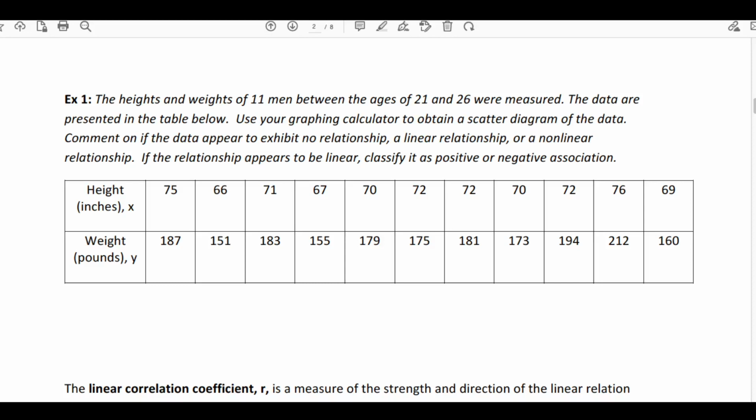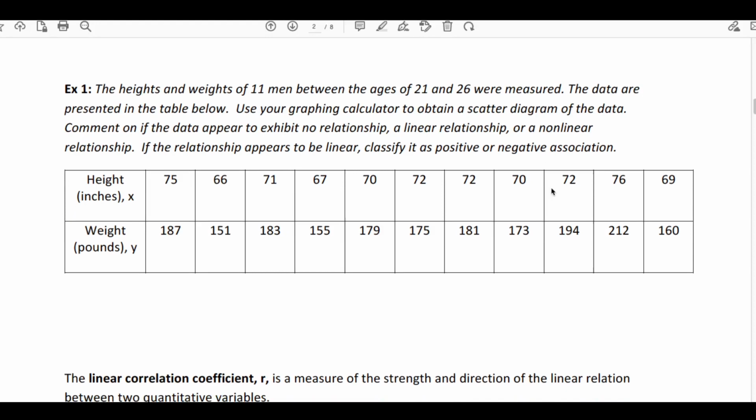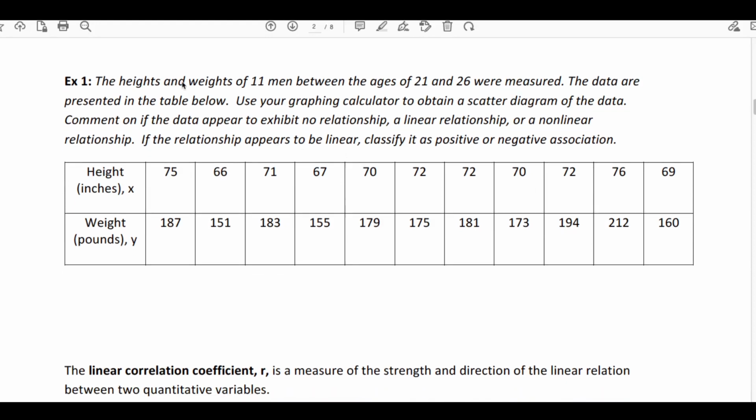So let's look at this part 2 video of linear regression. In this example, the heights and weights of 11 men between age 21 and 23 are measured. The data are present in the table below. Use your graphing calculator. In this case, we're going to use an online graphing calculator to obtain a scatter diagram of the data. Comment on whether the data appears to exhibit no relationship, linear or nonlinear. If it appears to be linear, classify it as positive or negative.